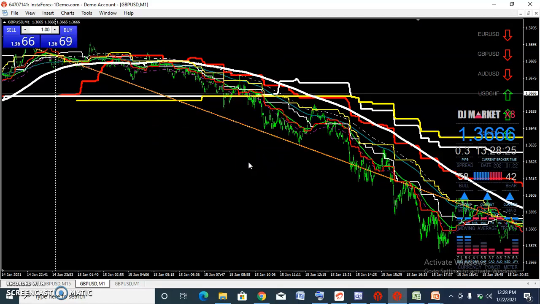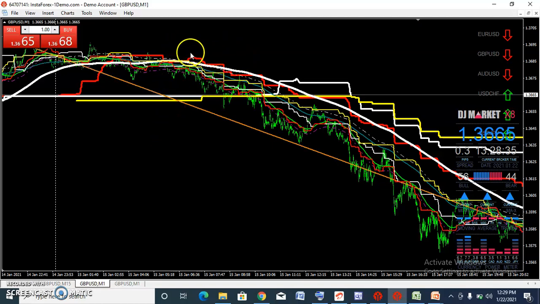When you see the big red crosses the small yellow upward, then trend is about to come down. If you see the big red crosses the small yellow downward, then trend is about to go up. So this is a trading point as it crosses this big white. As the big red crosses the small yellow, you have to take a sell order because trend is now coming down.